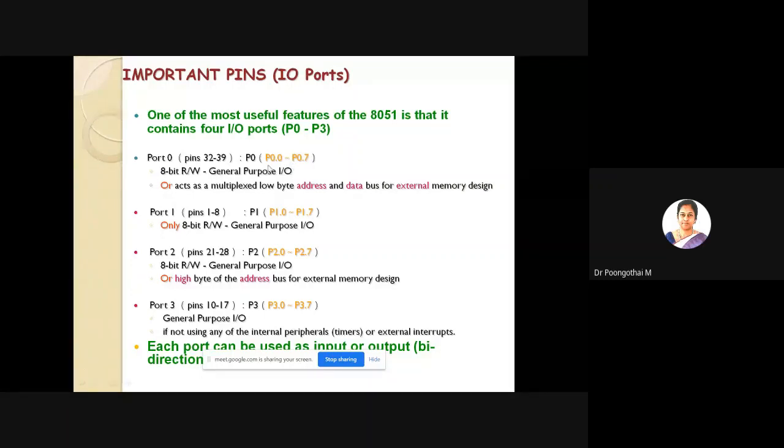When it is not used as an IO port, port 0 acts as a multiplexed low byte address and data bus for external memory design. So when it is not an IO port, suppose your 8051 is connected to external memory, in that case port 0 is configured as a multiplexed address and data bus, AD0 to AD7.